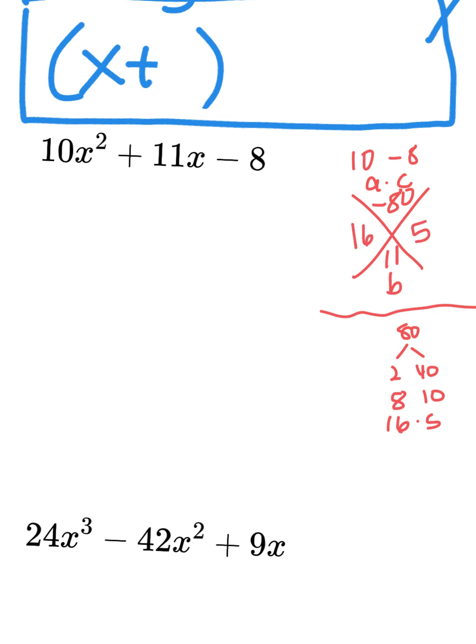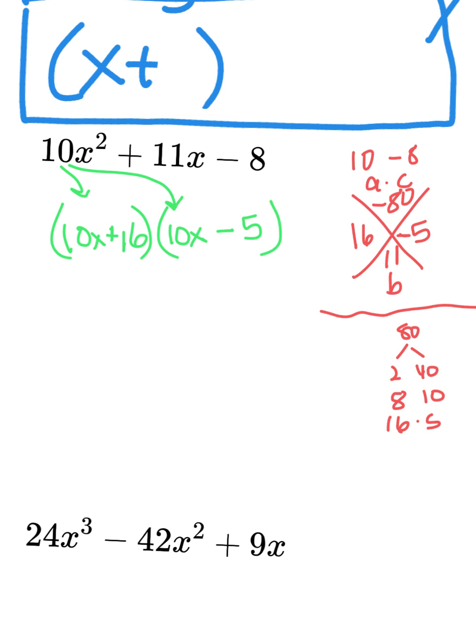Then I need a negative 80. So one of these two numbers has to be a negative, and it also needs to equal a positive 11 when you add them. So the 5 will be the negative. Okay, now I go over to my factors, and when I write out my factors, the 10x is going to go at the beginning. So 10x, 10x, then I have plus 16 and minus 5.